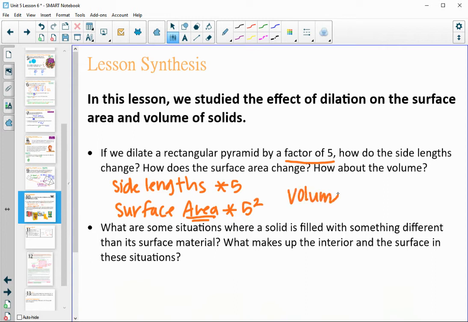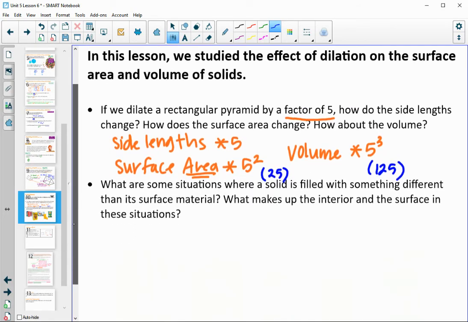Volume would multiply by the scale factor cubed. So this one would multiply by 5 for any side length. Area would multiply by 5 squared, or 25. And volume would multiply by 5 cubed, or 125.